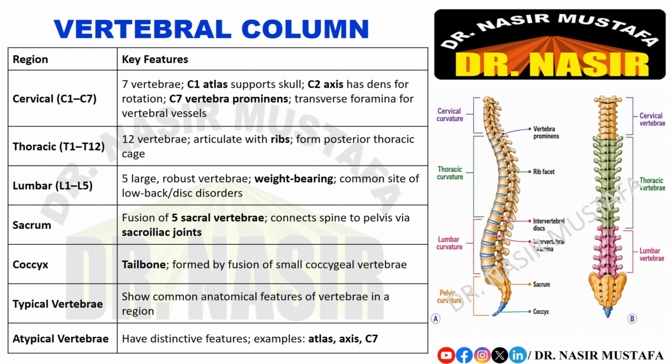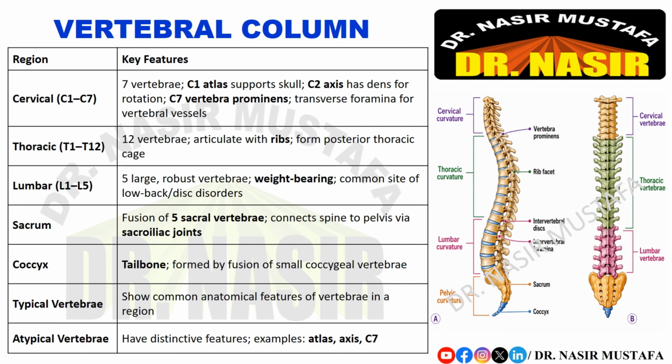Sacrum and coccyx. Inferior to the lumbar vertebrae is the sacrum. The sacrum is formed by the fusion of 5 sacral vertebrae. It connects the vertebral column with the pelvic girdle through the sacroiliac joints. Below the sacrum is the coccyx, commonly referred to as a tailbone. The coccyx is formed by the fusion of several small coccygeal vertebrae.